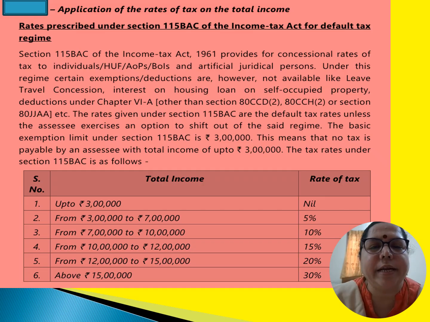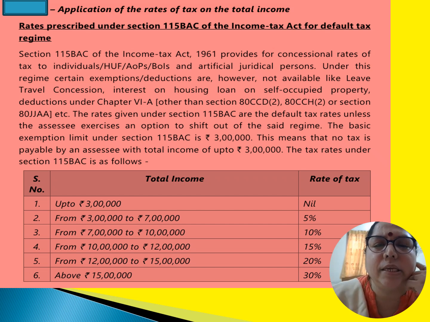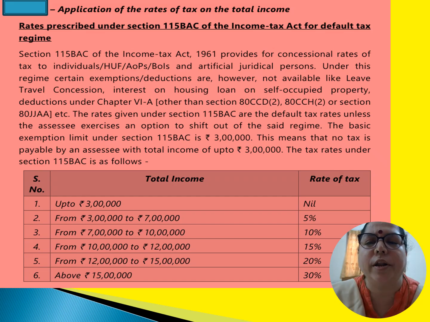Now, application of the rates of tax on total income can be explained as follows. Rates prescribed under Section 115BAC of the Income Tax Act are for the default tax regime. Under this section, concessional rates of tax are provided to individuals, HUF, AOPs and BOIs, that is individuals, Hindu undivided family, association of persons and body of individuals, and artificial juridical persons as well.